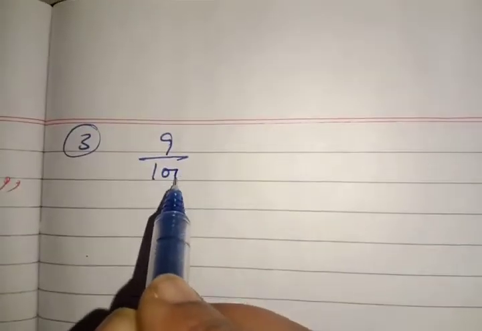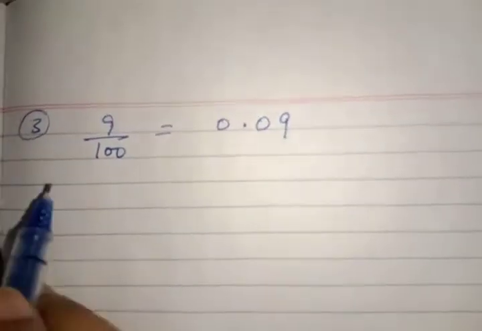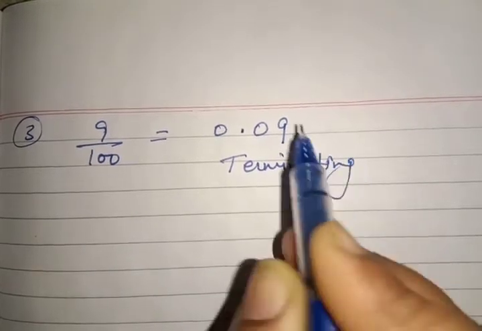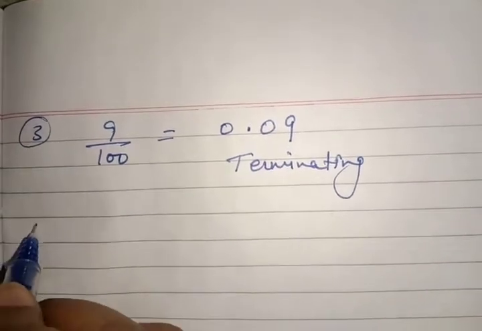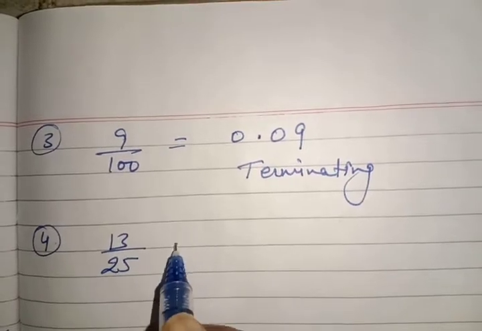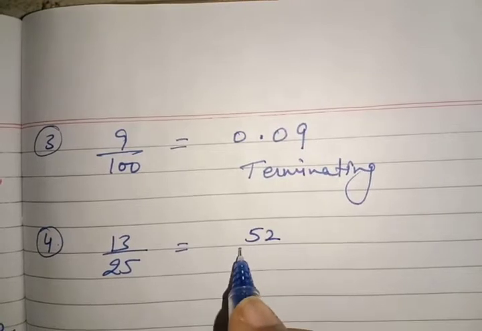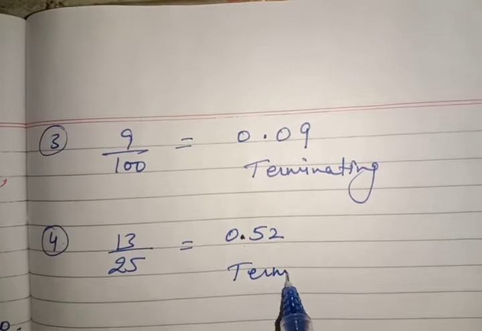And next I will take some more examples. Third is 9 upon 100. I think there is no need to divide. All of you know this can be written as 0.09. Again, it is terminating. Why terminating? Because no dot, no bar, nothing is repeating, so it is terminating. Fourth is 13/25. If you divide it, you will get 0.52. You can divide it in rough. So again it is terminating.